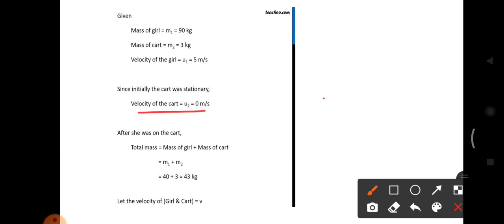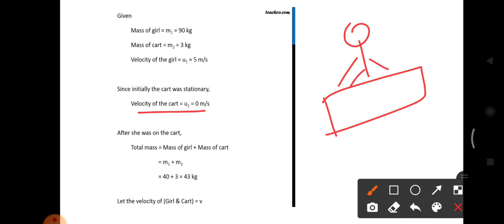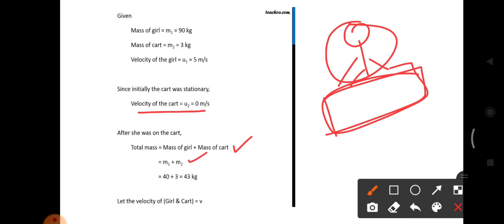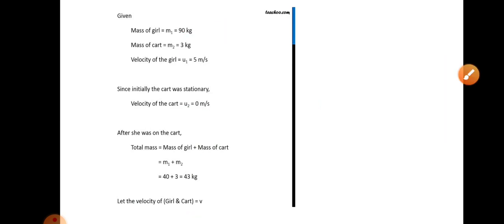After she is on the cart, the total mass includes the mass of the girl and also the mass of the cart. So the mass of the girl plus the mass of the cart, M1 plus M2. The value of M1 is not 90, it is 40. So 40 plus 3 equals 43 kilogram. We have to calculate the final velocity of the girl with the cart, that is V.